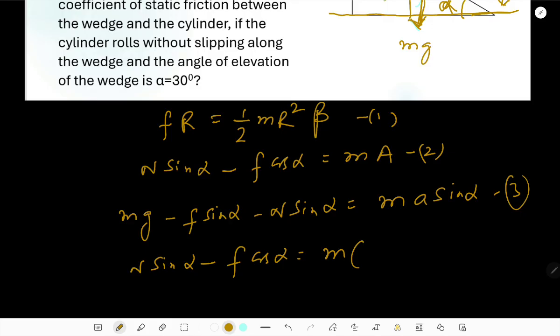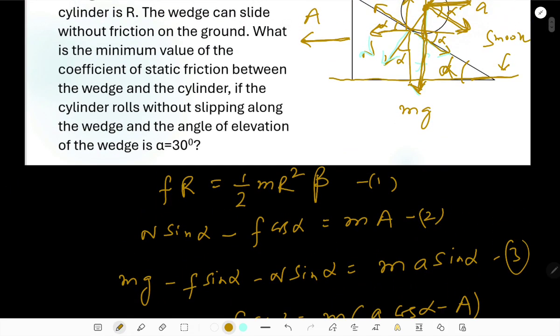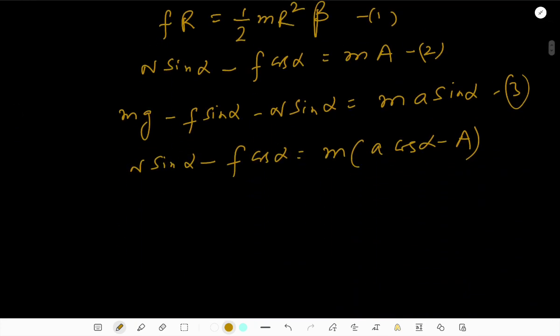Its acceleration with respect to ground is going to be A cos alpha minus A. Its acceleration with respect to ground will be A cos alpha minus A, you can say here. And this is equation number 4. I wrote all those equations, and you will be needing one more equation to write.